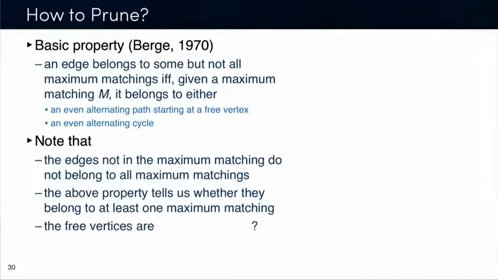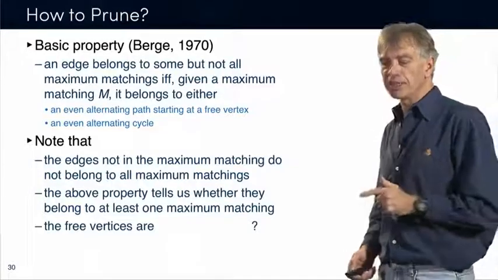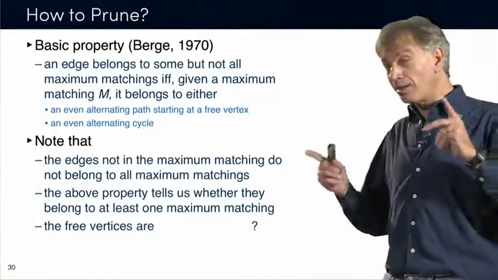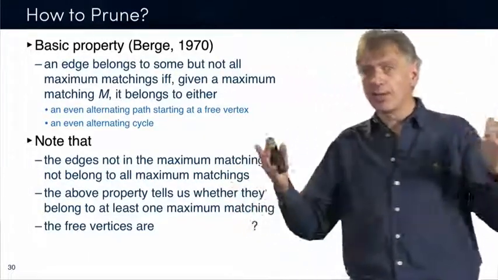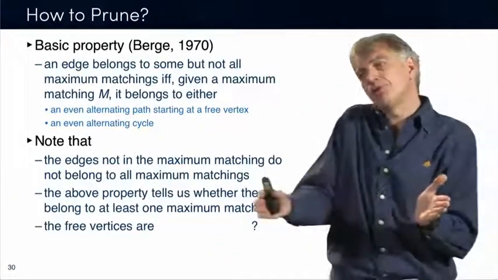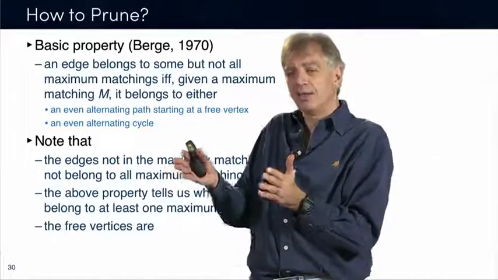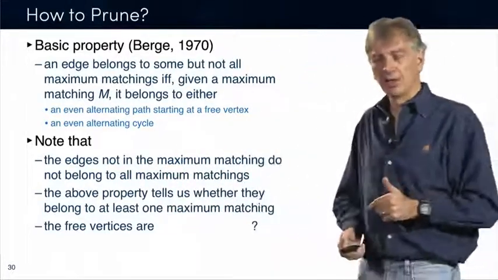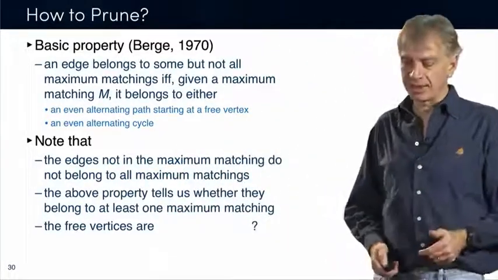So what are the free vertices in this particular case? Where are they? Are they the variables or the values? Well, we know that the constraint is feasible, so all the variables are matched. So the only free vertices are really the values. And that's where we're going to start, essentially, when we search for this even alternating path.